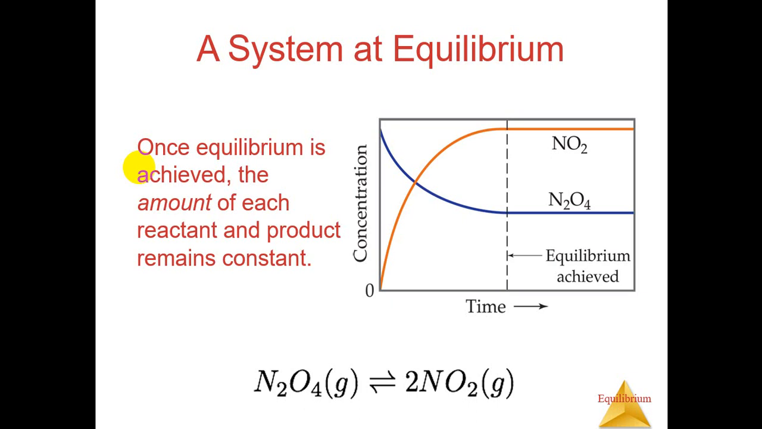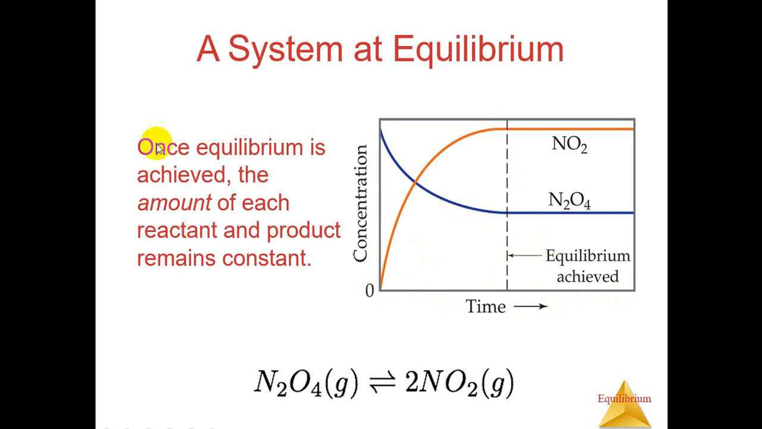Okay, once equilibrium is achieved, the amount of each reactant and product remains constant. This is the meaning. This is the reverse reaction, this is the forward reaction. At equilibrium, this is the dotted line representing equilibrium. So if this is 0 to maybe 200, then definitely this will be about 110, and this is not drawn to scale. So this is the equilibrium axis.